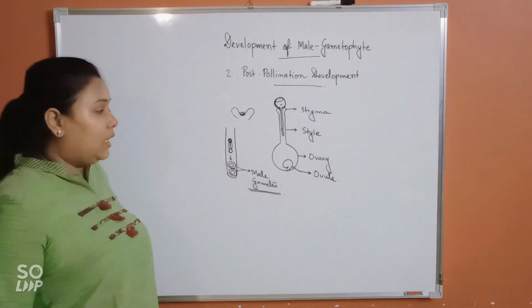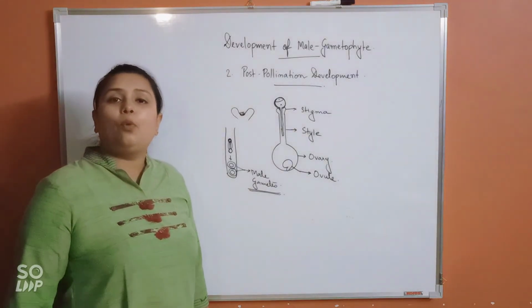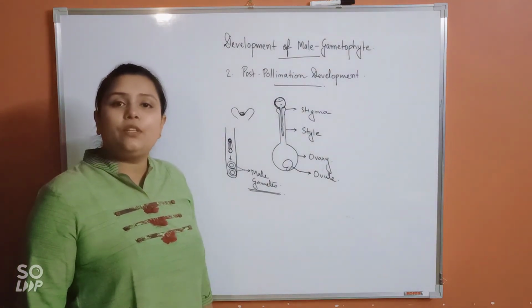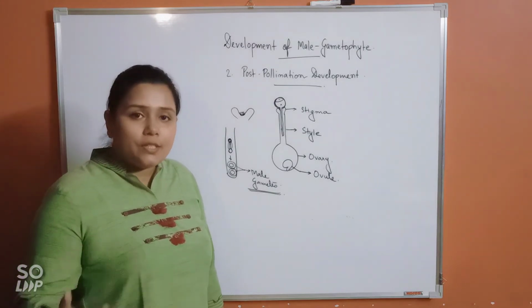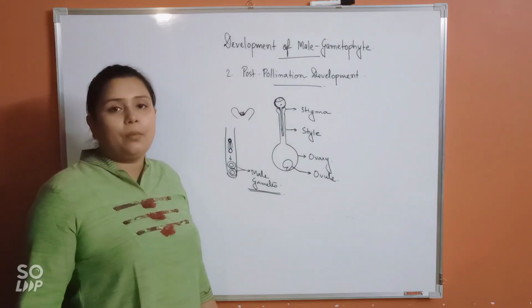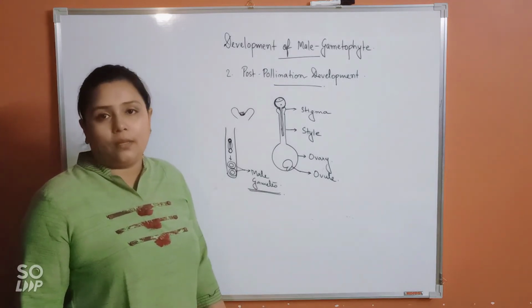Now do remember, this is only going to happen in case the pollen grain has been released at the two-cell stage. If the pollen had been released at the three-cell stage, the male gametes are already present. So this mitosis won't take place.